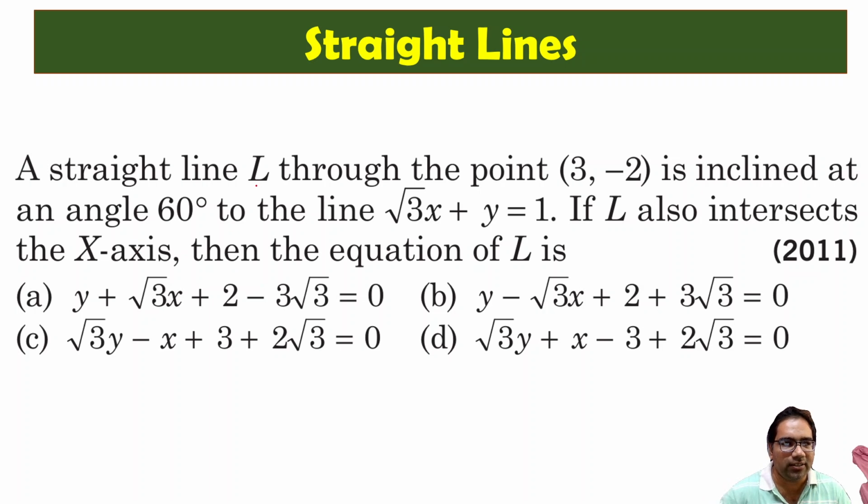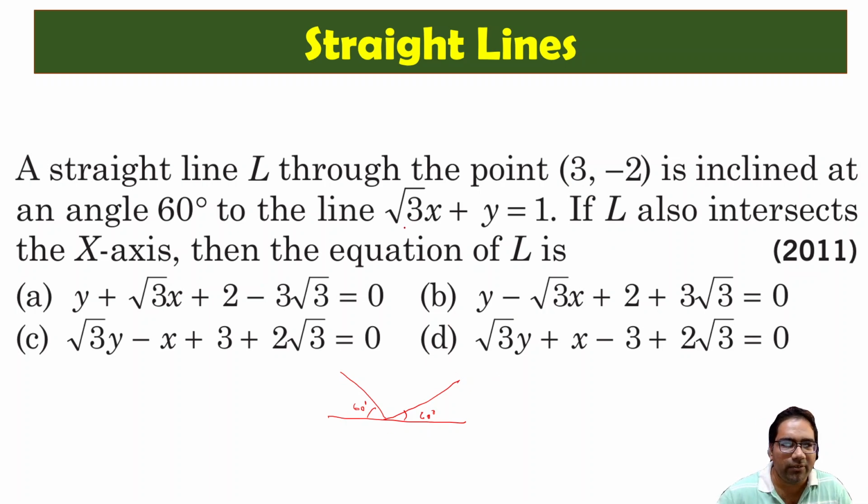Now this line L is passing through the point (3, -2). At the same time, it has to make a 60 degrees angle with this line. If a line is something like this, then there are actually two lines that can make 60 degrees with that line. This could be 60 degrees, or this also could be 60 degrees. It could be this line or it could be this line. And this should go through the point (3, -2). So let us try to find out what these two lines are.